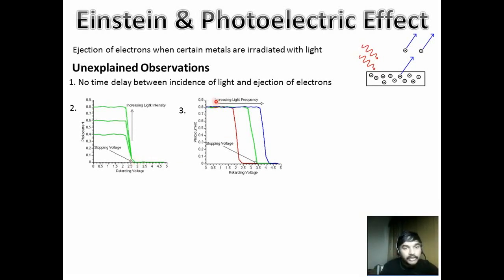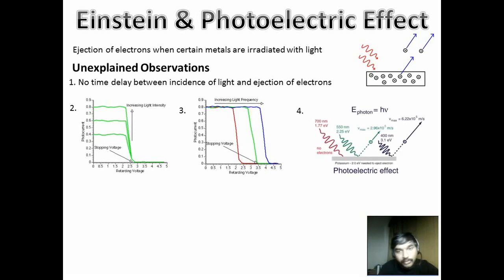If you have increasing light frequency but the same intensity of light, okay, here the intensity of light was increasing, here the intensity of light is the same but the frequency of light is increasing, then the photocurrent remained the same. But the stopping potentials were different. Stopping voltage is different for red light, green light, and blue light, but the photocurrent is the same.